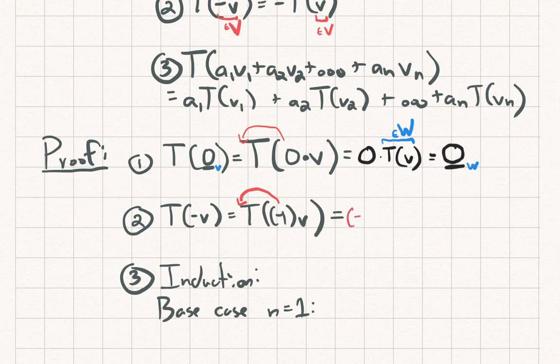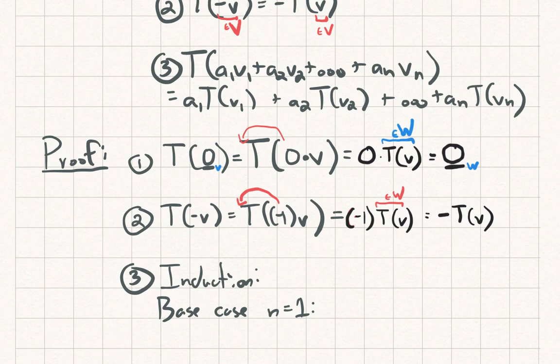Oh, let me do this in black, actually. Negative 1 times T of v. And I know that negative 1 times any vector, remember T of v is a vector, but it just is a vector in W now. So negative 1 times that vector is just negative that vector, T of v. So negatives behave nicely.